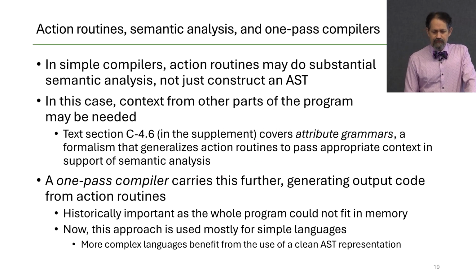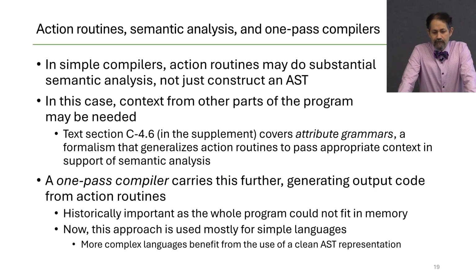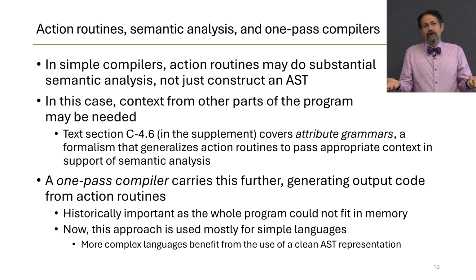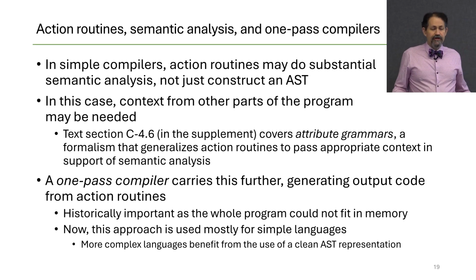So it turns out that action routines may do substantial semantic analysis, not just construct an AST. And this is a fairly common thing to do in very simple compilers. In this case, context from other parts of the program might be needed. For example, we might need to know what the types of variables are that are currently in scope. And so this can be passed in using an idea called attribute grammars. Attribute grammars are discussed in the supplement to the text, section C4.6.